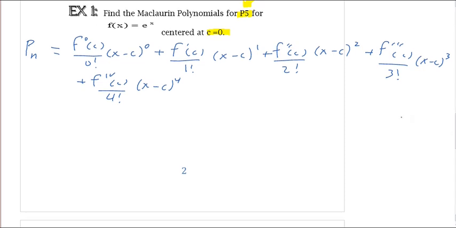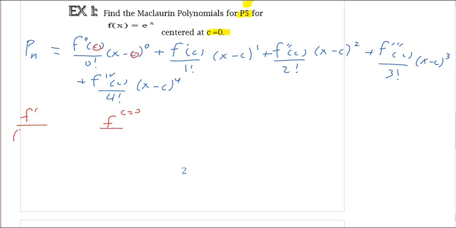Now our Maclaurin just means this: all these c's are basically 0. So that's the difference between the Taylor and Maclaurin. But first things first, I'm going to start off just like Taylor's. I'm going to take the derivatives in this column, and I'm going to plug in because it's centered at 0.